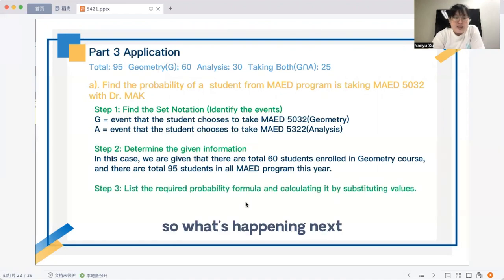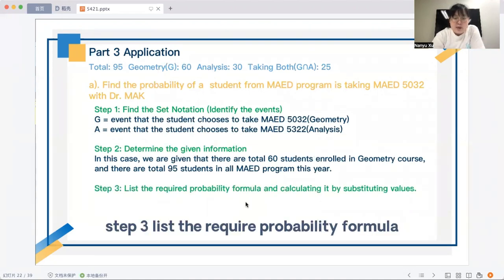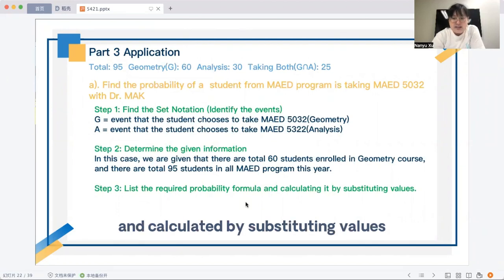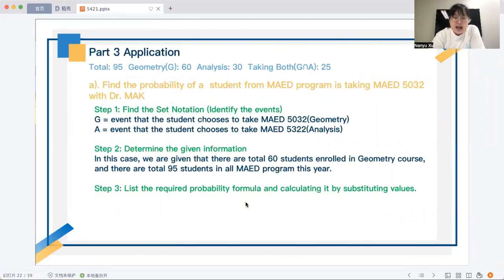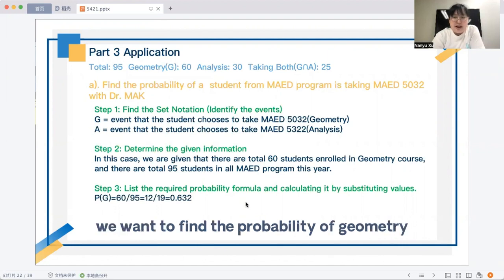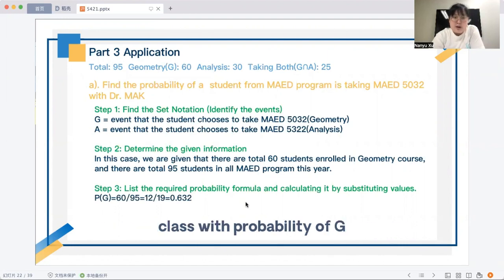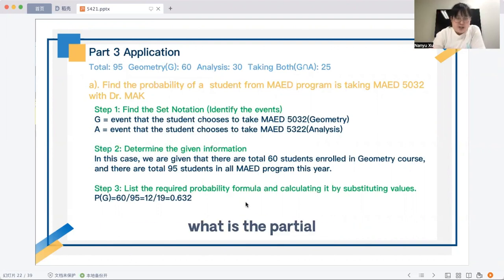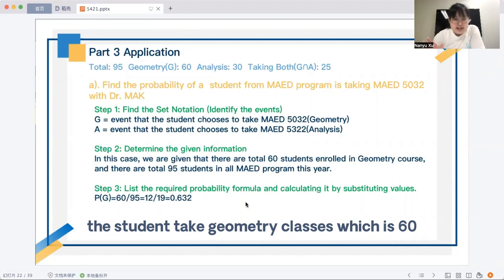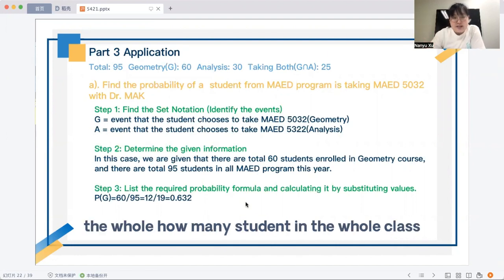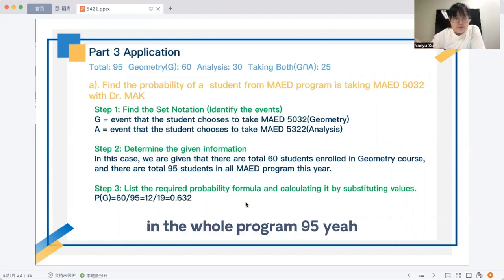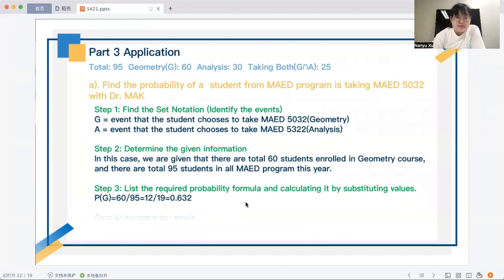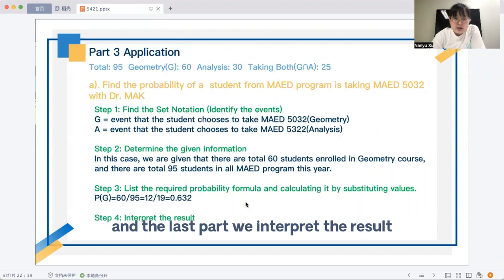So what happens next? Step 3: list the required probability formula and calculate it by substituting values. As soon as we get values, we want to find the probability of the geometry class. The probability of G is equal to the partial divided by the whole. What is the partial? The students taking geometry classes, which is 60, divided by the whole class. How many students are in the whole program? 95. So that will be 60 divided by 95, which is 0.639. And the last part, we interpret the results.